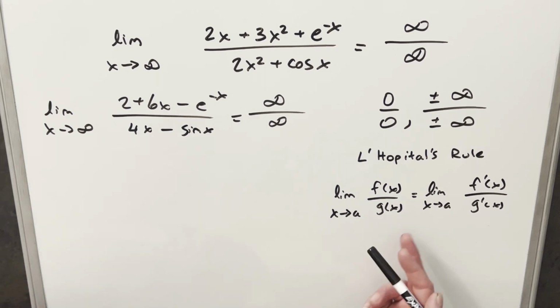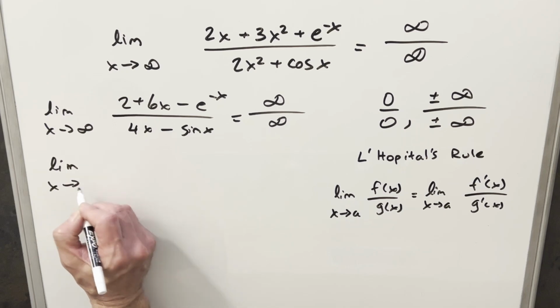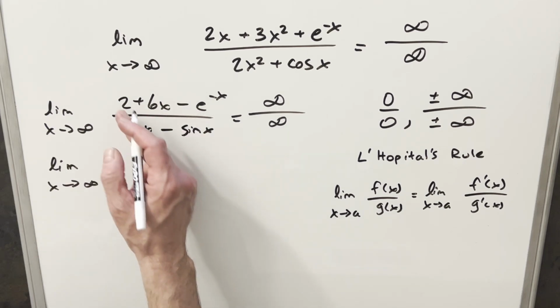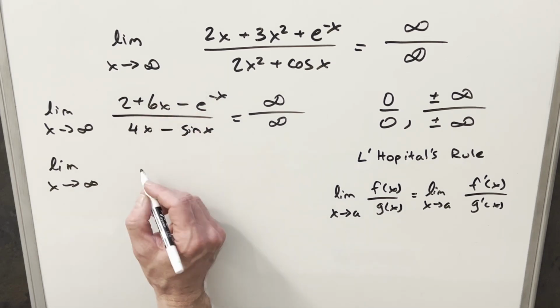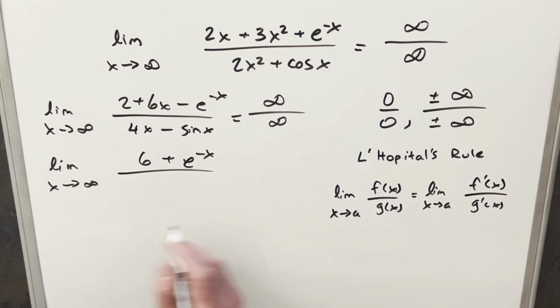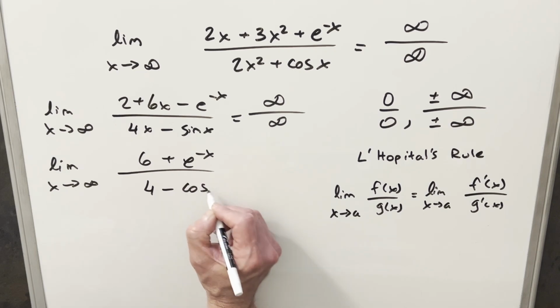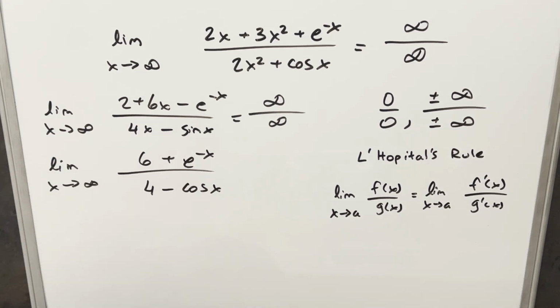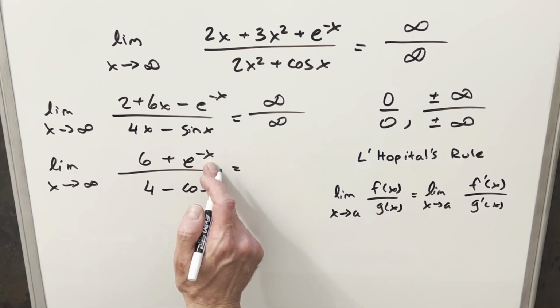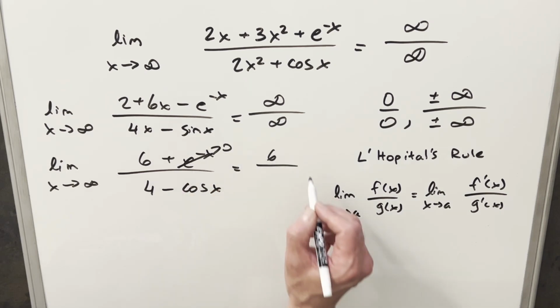But then what we can do is just use L'Hopital's rule one more time. So we'll again be taking the limit as x approaches infinity. We'll take our derivatives. Derivative of 2 is 0. Derivative here is going to be 6 plus e to the minus x. Derivative here is going to give me 4 minus cosine x. Then evaluating this limit, when we plug infinity in for e to the minus x, this piece is going to 0. So in the numerator, we end up with 6.